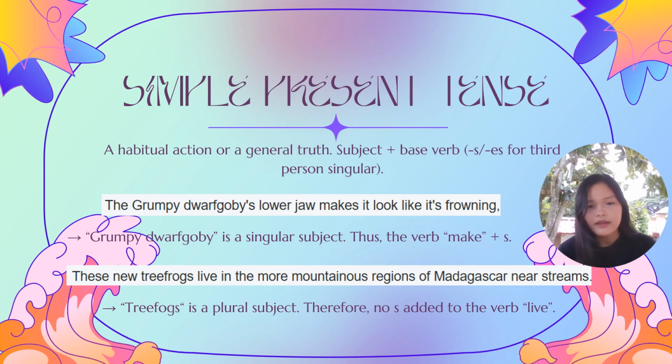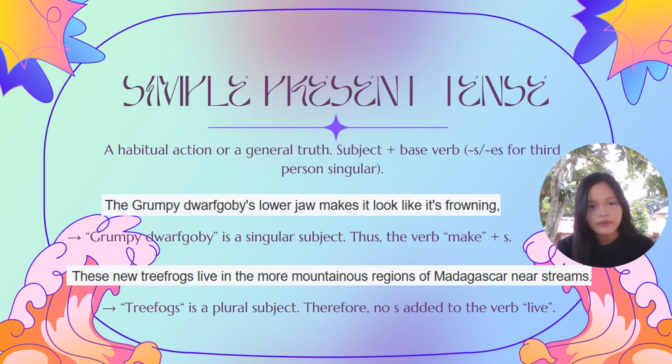So, like our first example here, we have: the grumpy Dorcopsis's lower jaw makes it look like it's frowning. So it's basically just a statement because it doesn't really indicate whether it happens in the past or the future. But what we do have to pinpoint and look out for here is that the grumpy Dorcopsis being the singular subject, therefore the verb make has an S at the end.